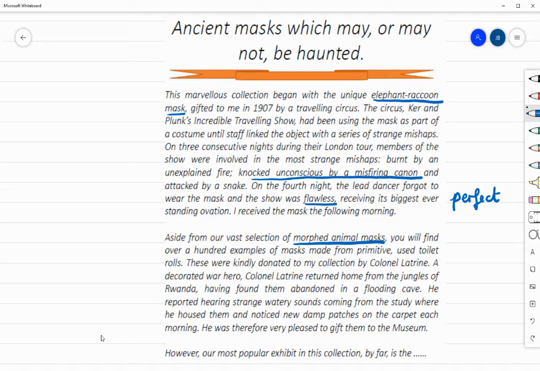If you said decorated, you are correct. Decorated war hero. Decorated is the medals on his uniform.